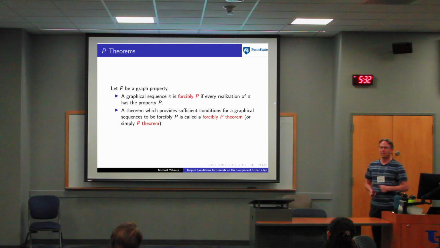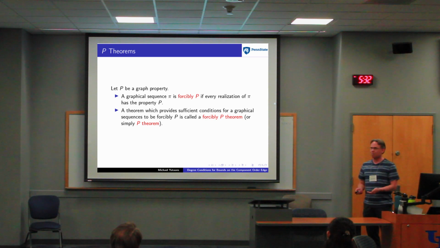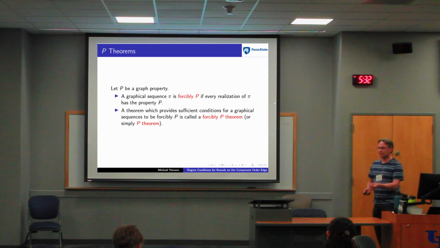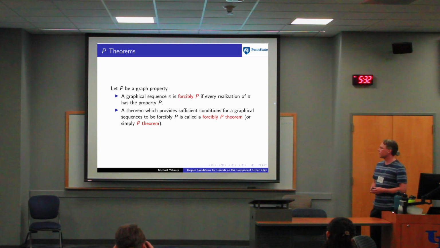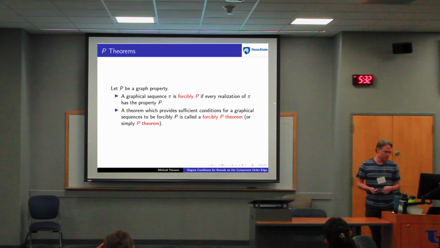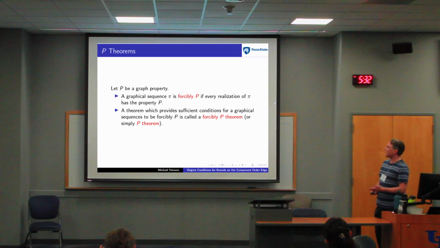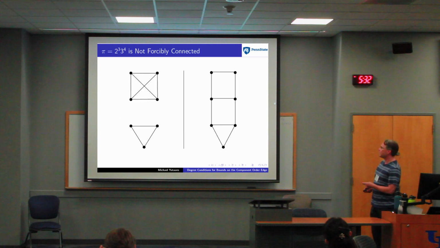So a P theorem is a set of conditions. You check the graphical sequence against those conditions. If they're met, every realization has the property. These might be just necessary conditions, not necessarily; in most instances I would say they're sufficient conditions, but not necessary conditions. So as far as demonstrating something that in this case is potentially connected, it has a connected realization, but it's not forcibly connected because it also has disconnected realizations.